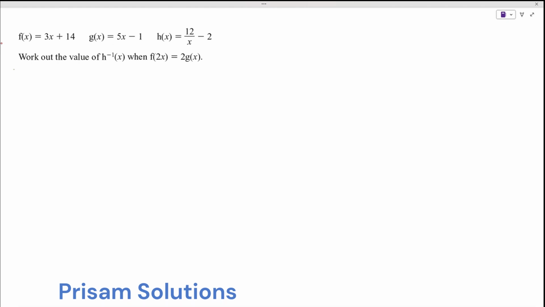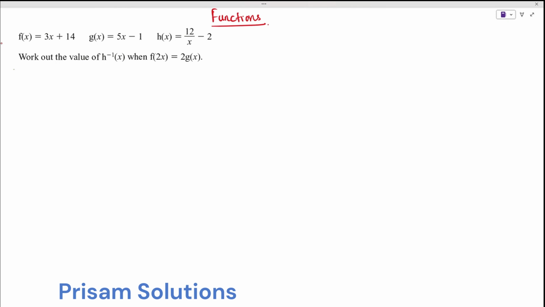In this video, we'll be going over a functions question at the GCSE level, and this is aimed towards grade 9. Work out the value of h inverse of x when f of 2x equals 2 times g of x.